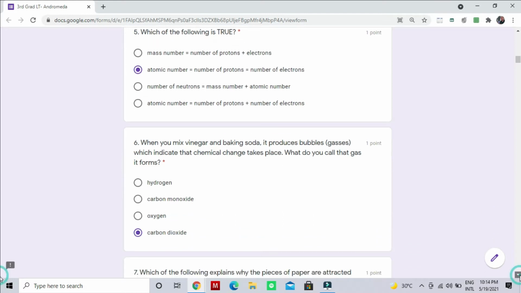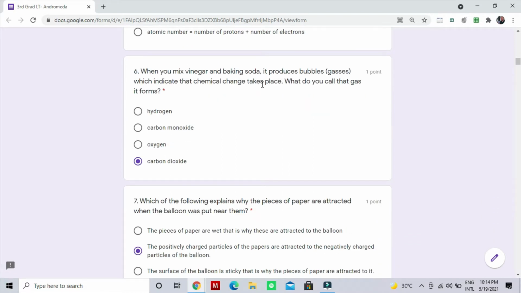Question number 6. When you mix vinegar and baking soda, it produces bubbles or gases, which indicates that chemical change takes place. What do you call that gas it forms? The correct answer is carbon dioxide.